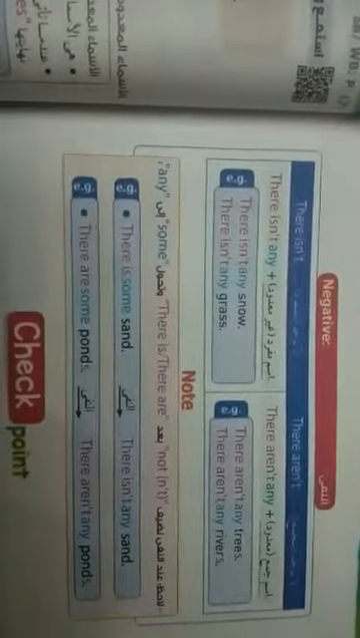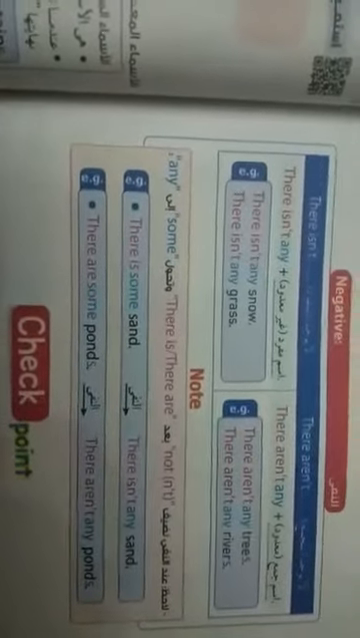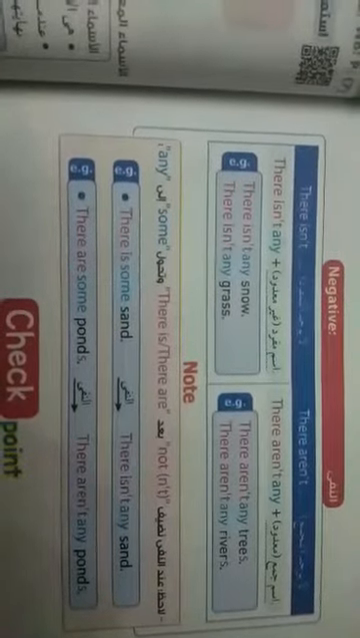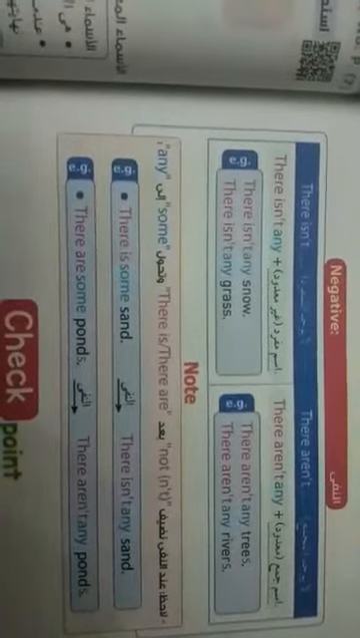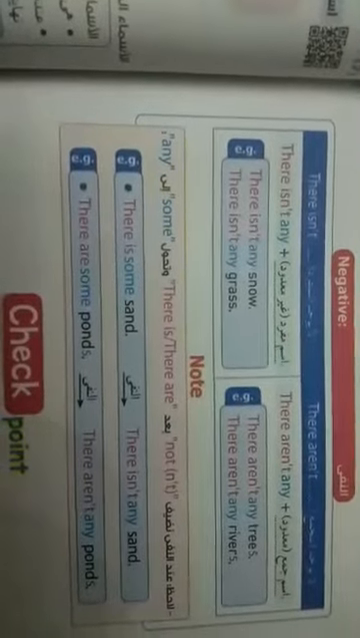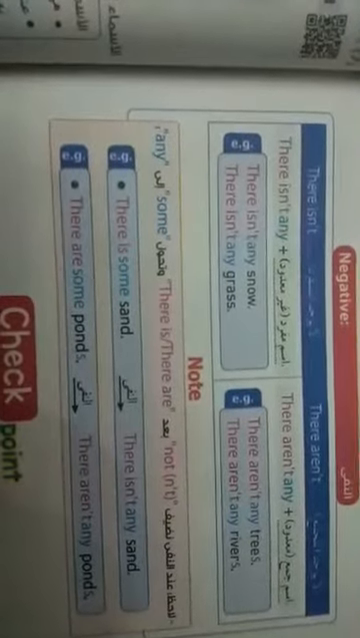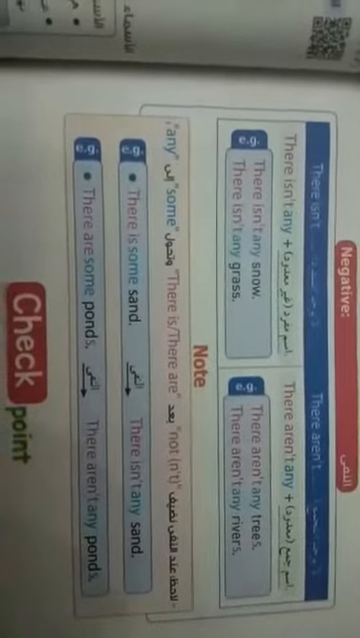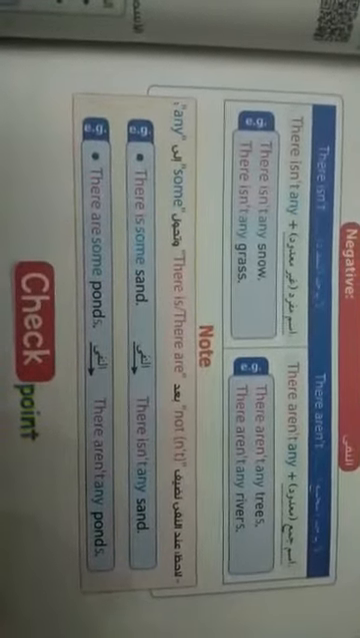And we have a negative form from there is and there are. At first, there isn't. When we make a negative form, we must use any. There isn't any plus uncountable noun, or there aren't any plus plural countable noun. As an example, there isn't any snow. We use any because we put not. There isn't any grass. In the plural form, there aren't any trees.